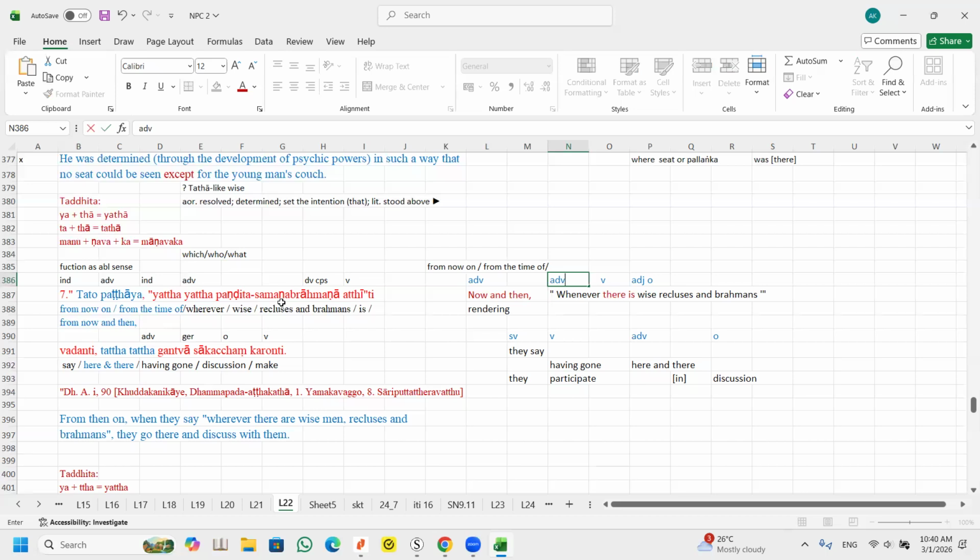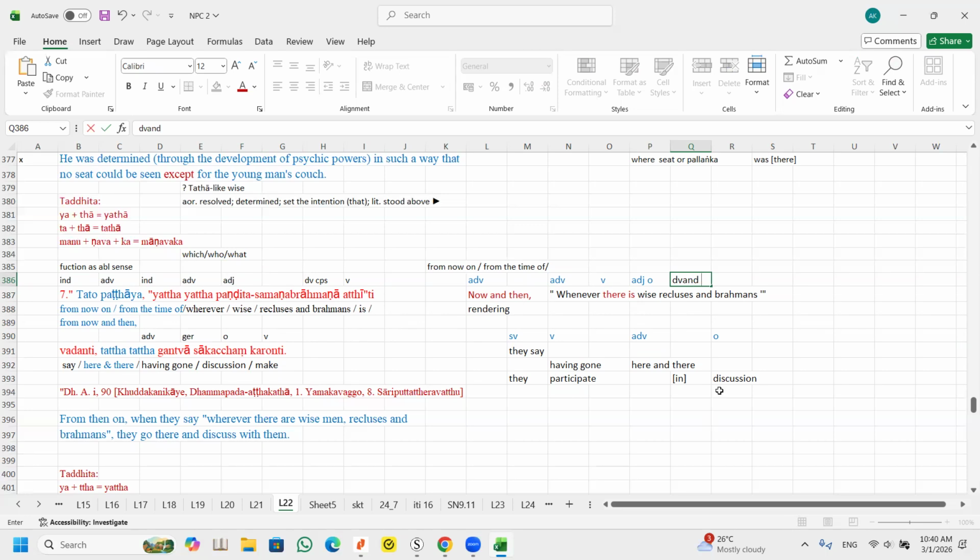Okay, now you see this one. This is what we call a Dwanda compound. That means this is Pandita, meaning wise. Can you see this is Samana? Samana means a wise recluse, and then Brahmana is a wise Brahman. So this is Dwanda. In this case, the Pandita is an adjective to these two. These two are a Dwanda, Samana and Brahmana. So this is a Dwanda compound.